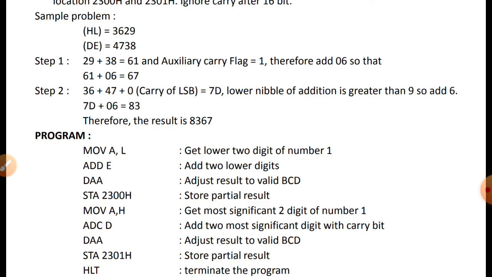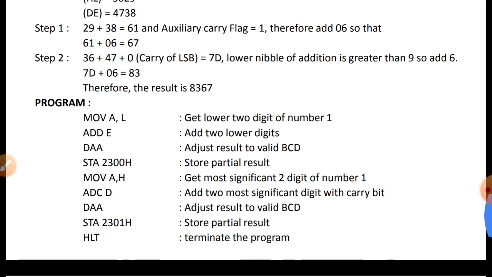Now, 70 is not in the correct BCD form. So, what will we do? We will add decimal 6. Whenever we add decimal 6, the result will be 76... the result will be 83. So, the final result will be 8367 in the correct BCD form.